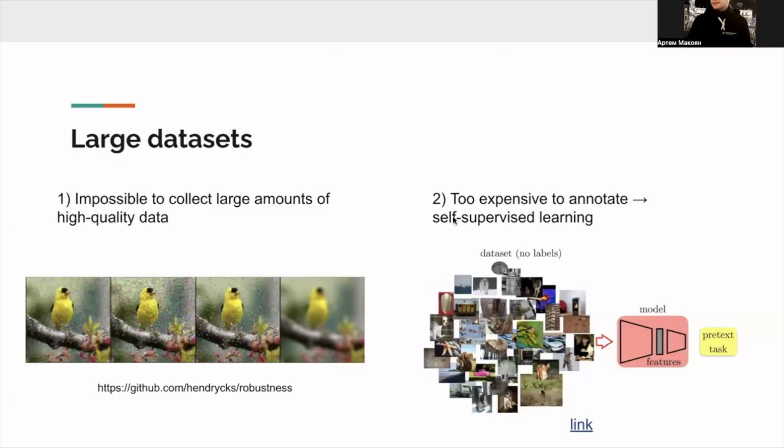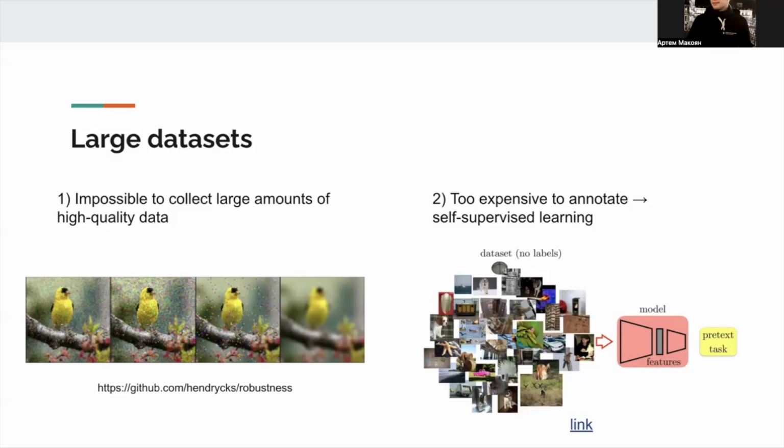First of all, let's talk about our motivation. In real tasks, you often need large data sets to achieve good metrics, but there are some problems with them. First, it is impossible to collect large amounts of high quality data because if you check every image by yourself, it will take too much time, and you can hardly obtain a very large data set.